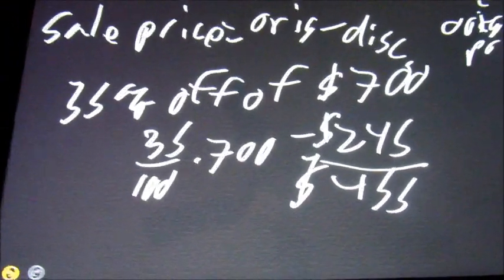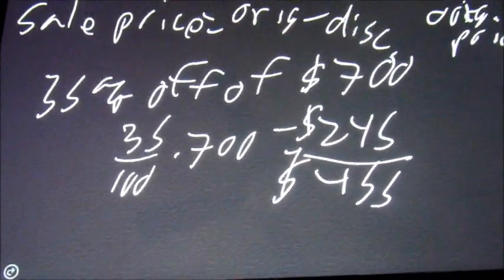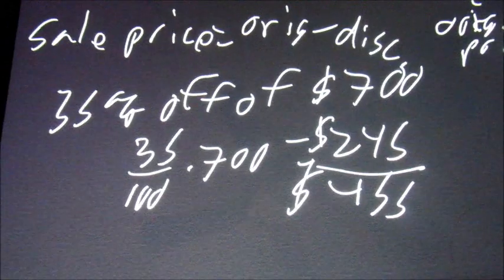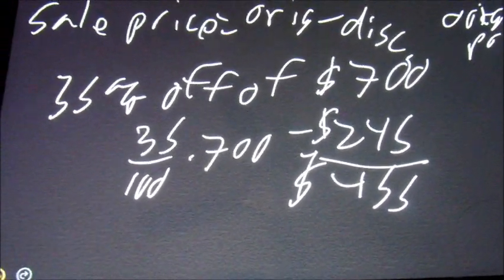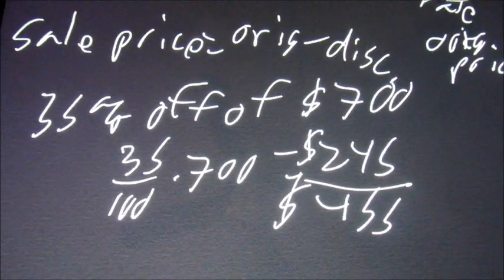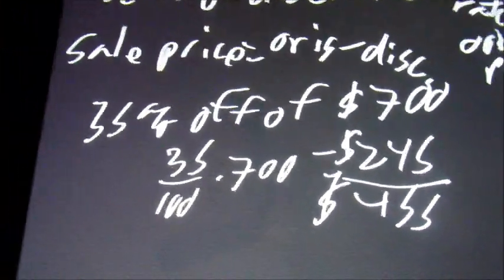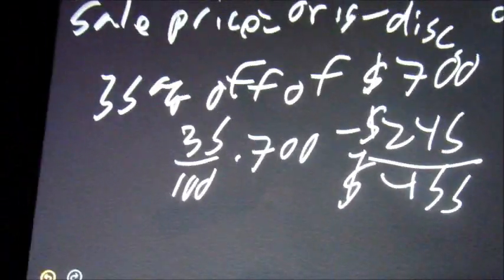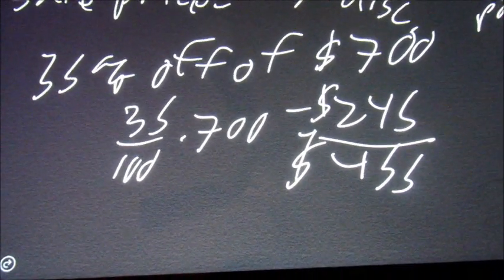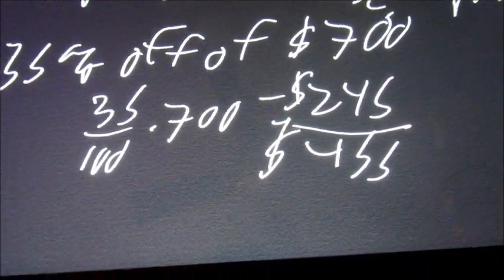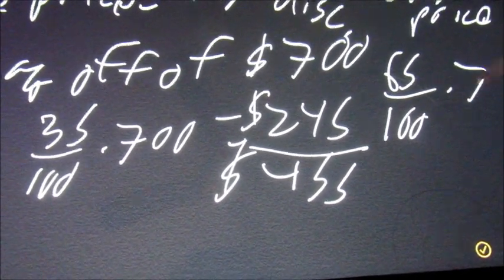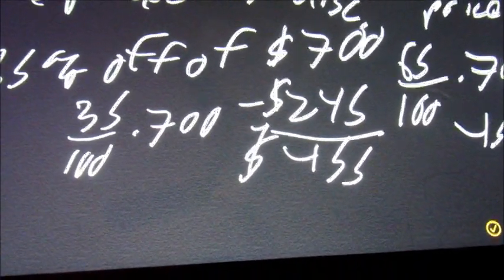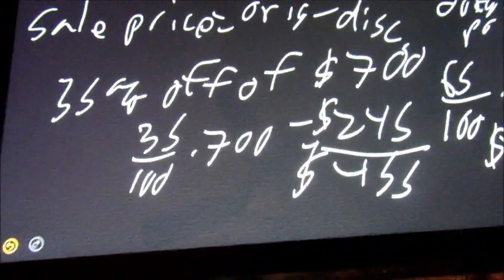Make sure on all these questions that you look to see if they say "off of" or "30% of." If it's 30% of, then that means you're only paying 30%. So here, this same question, if it said 65% of 700, we would have the same answer of $455.